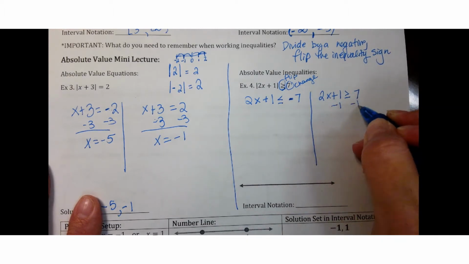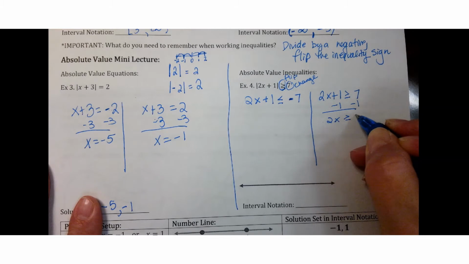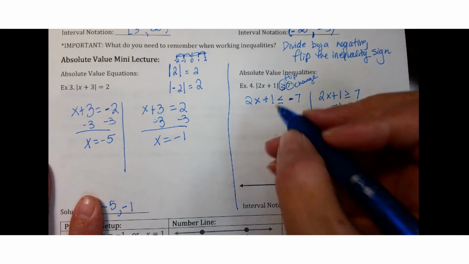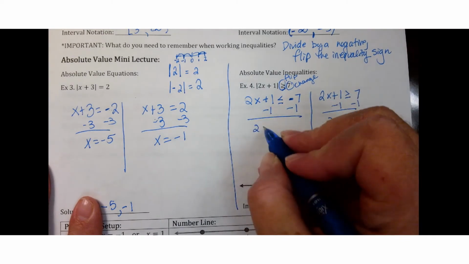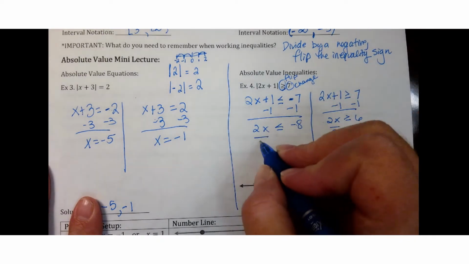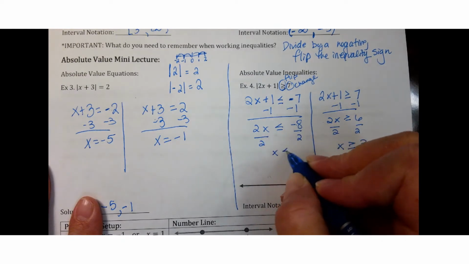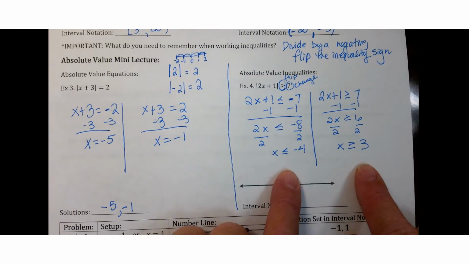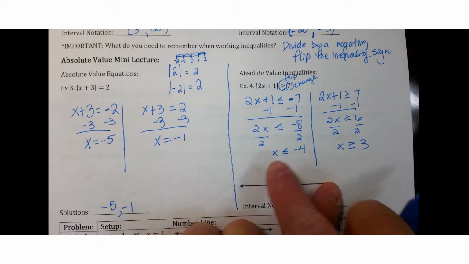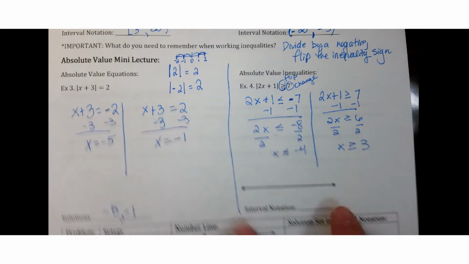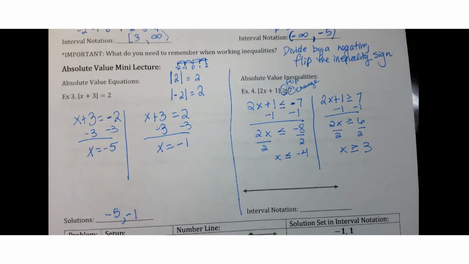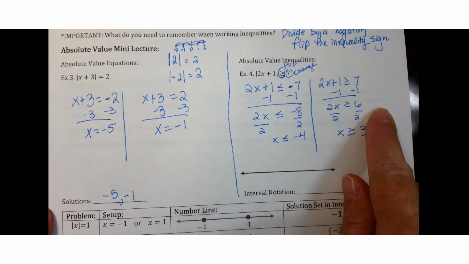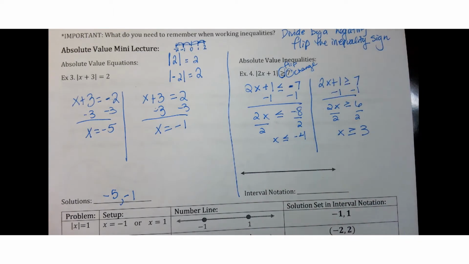So -1, I've got 2x greater than or equal to 6, divide by 2, and x is greater than or equal to 3. Here, -1, I've got 2x is less than or equal to -8, divided by 2, and x is less than or equal to -4. So what I meant was, if you put these in the reverse order, now you've got a negative on this side and a positive on this side, and even your number line is in the wrong order. So again, it's really important that you put what you see without the brackets on the right, and then flip change on the left. Okay?